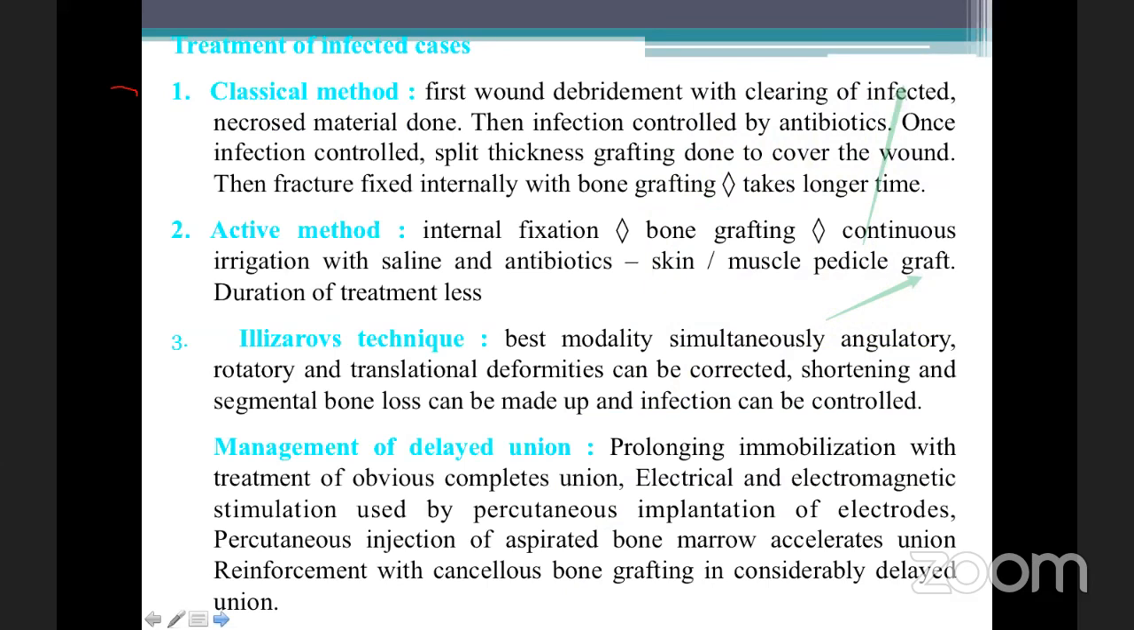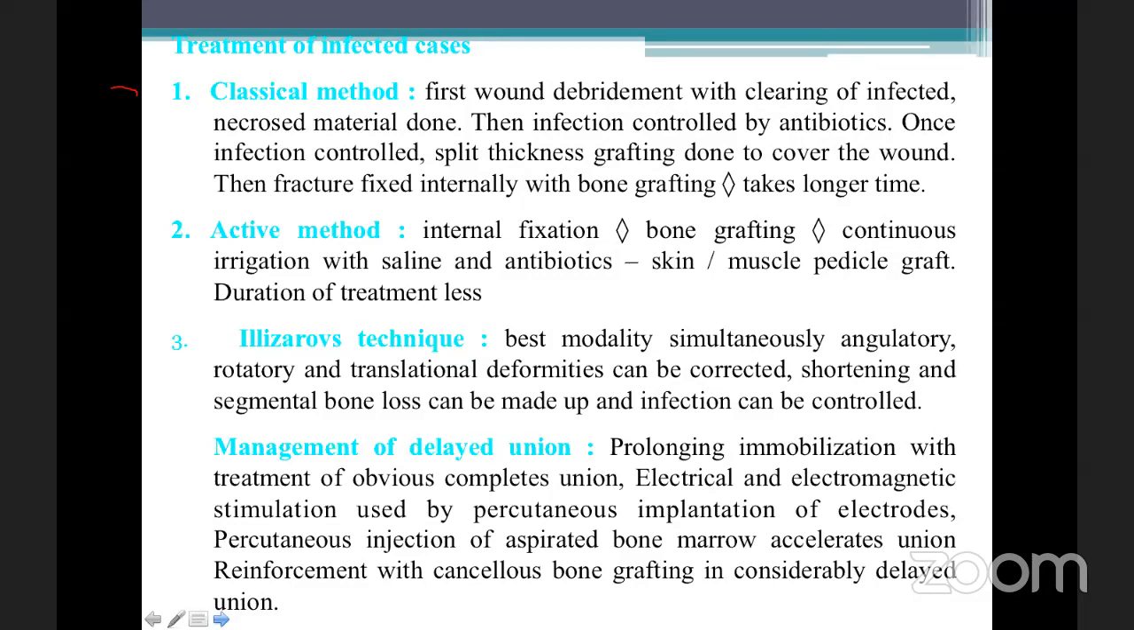And an infected non-union is a very different scenario and has a different classification system per se. You need to essentially take care of your infection. That is, you need to first give a thorough wound debridement and stabilize the fracture. And as a second stage, you can do a bone graft. An innovative technique that has been devised is the Ilizarov technique, that is the ring external fixator. That is a Russian method which uses the fractional distraction osteogenesis method.